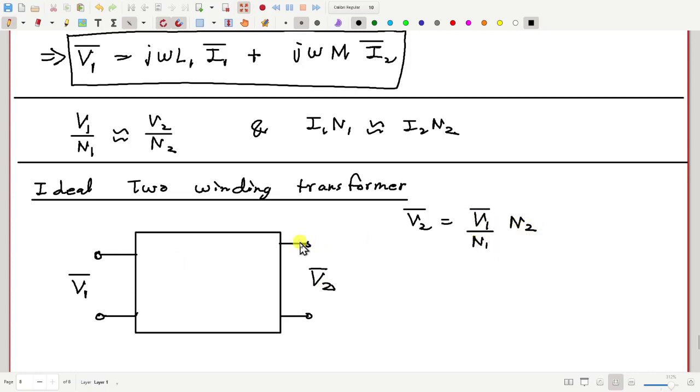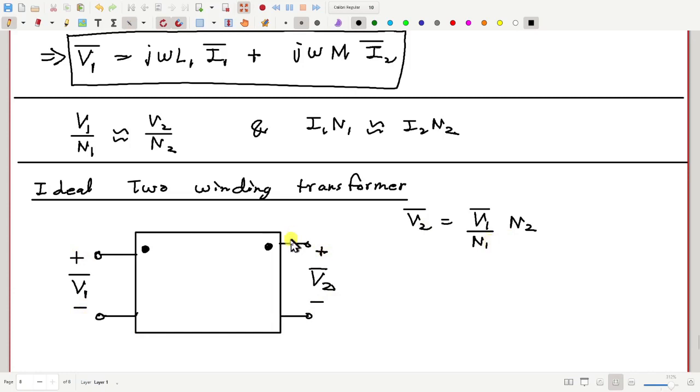This statement is not complete. I also have to state the polarity of the voltages, and for that I also need a pair of dot symbols. Suppose the dots are like this, then I can say if V1 is like this, V2 will be like this, and they will be proportional to each other.